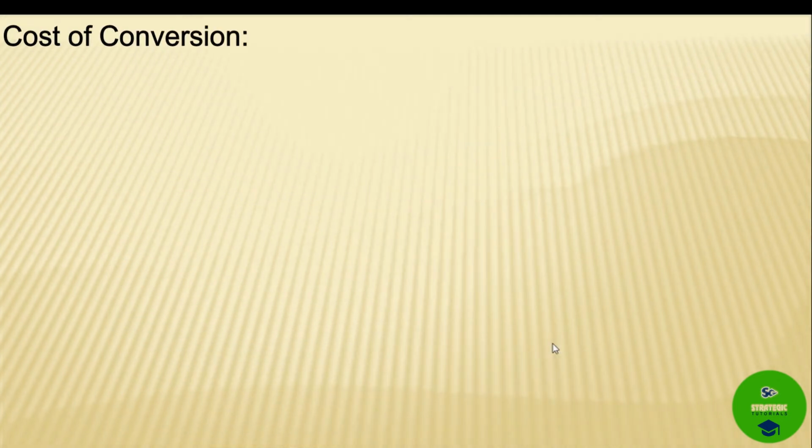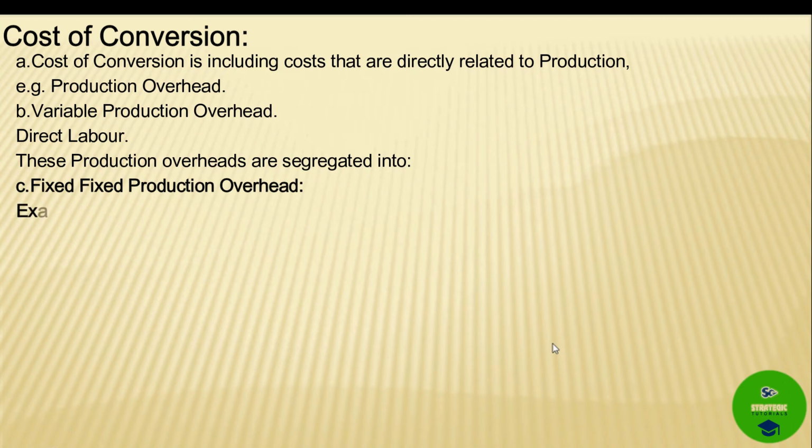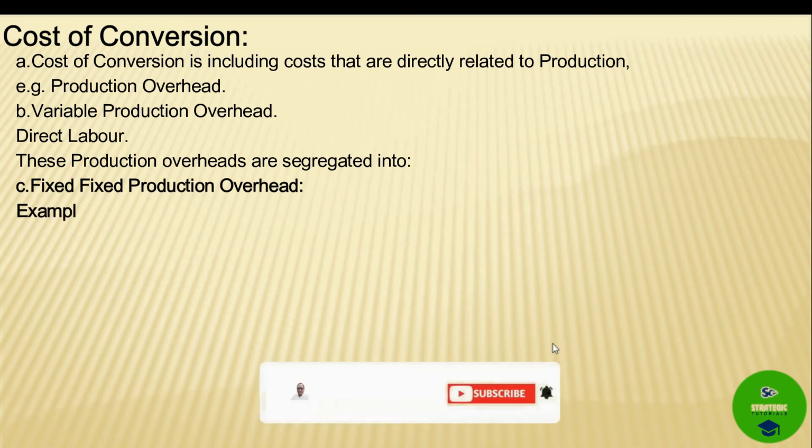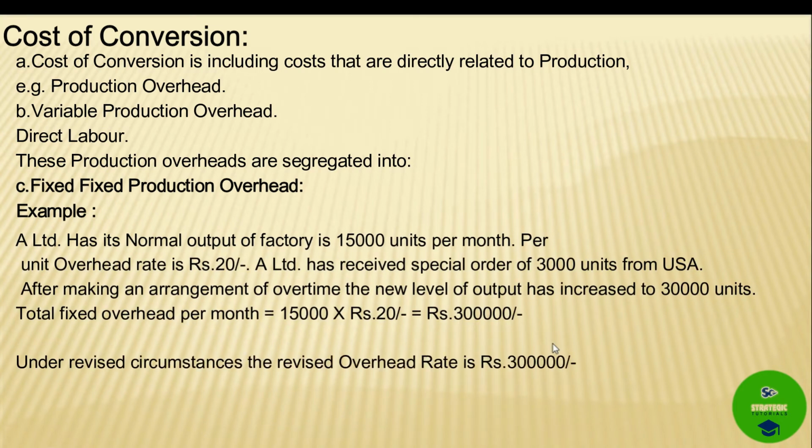Now I am coming to cost of conversion. Cost of conversion includes the costs that are directly related to production, such as direct labor. These production overheads are segregated into fixed and variable. There are two types of overhead, fixed and variable. Now I am coming to the example with fixed production overhead.